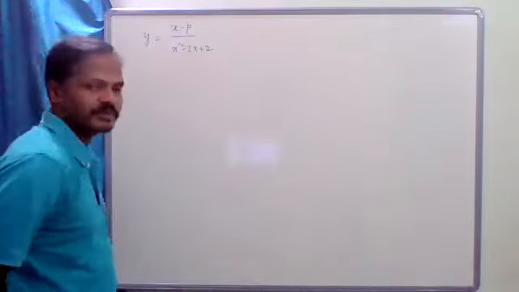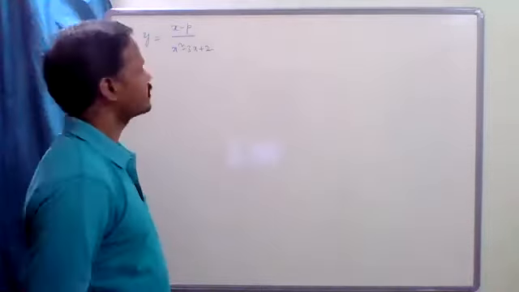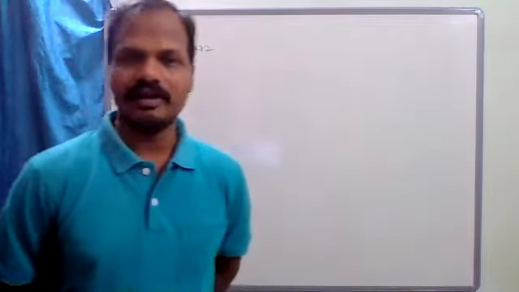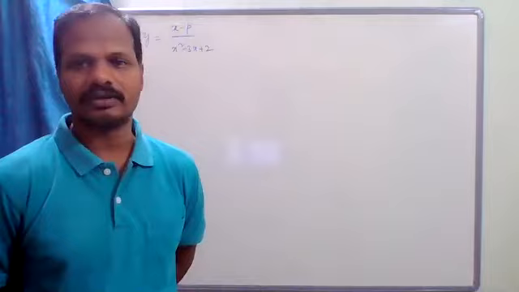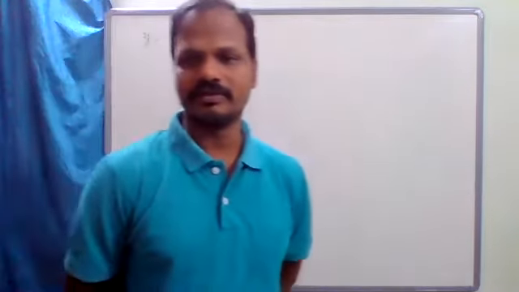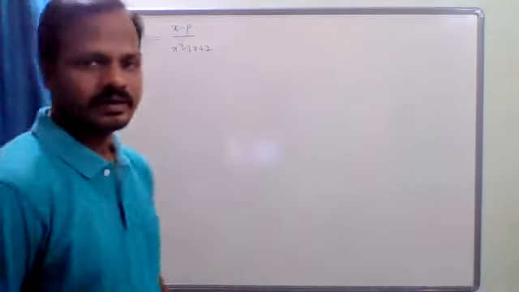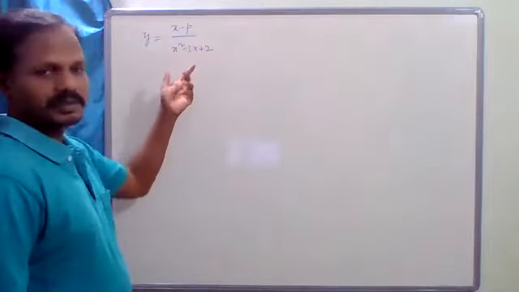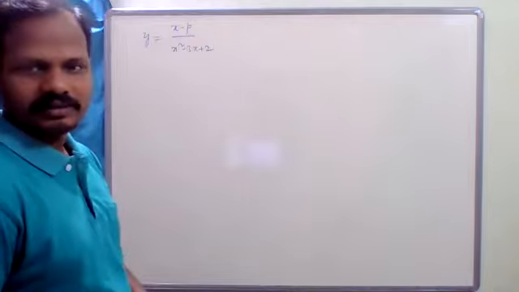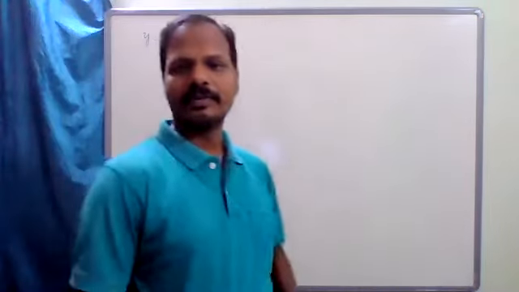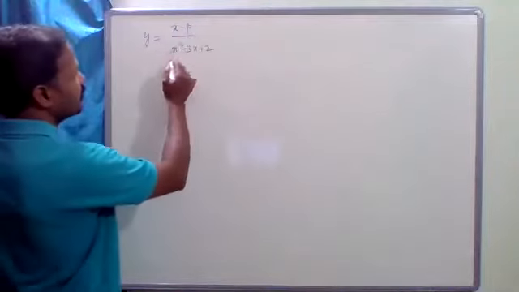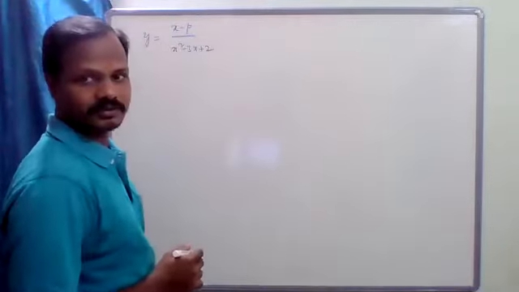So if (x minus p) by (x square minus 3x plus 2) is real for all x belongs to R, then find the value of p. So that is the problem. Okay, so what you have to do? You have to take this expression as y and then apply cross multiplication. So y equal to (x minus p) by (x square minus 3x plus 2).